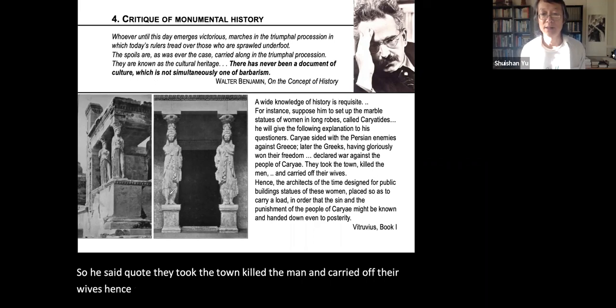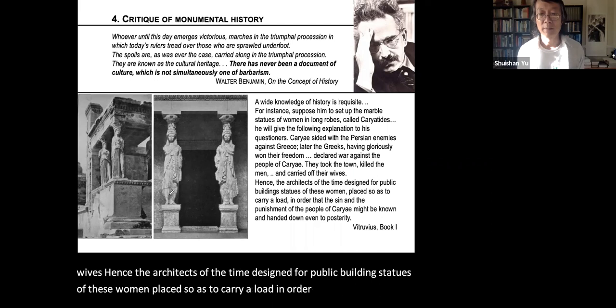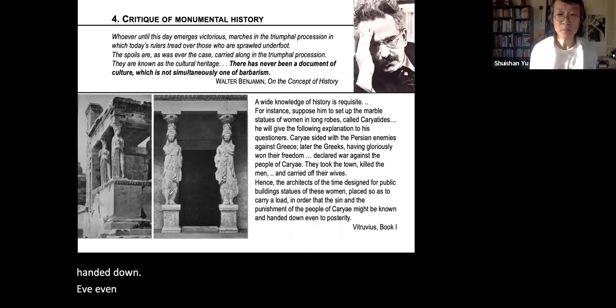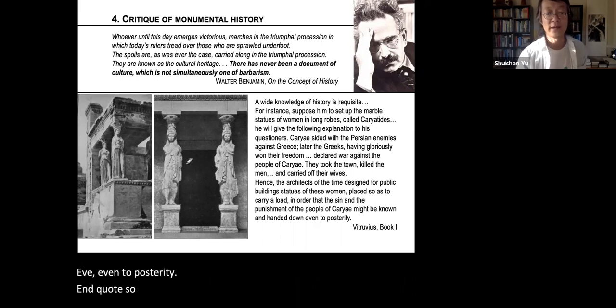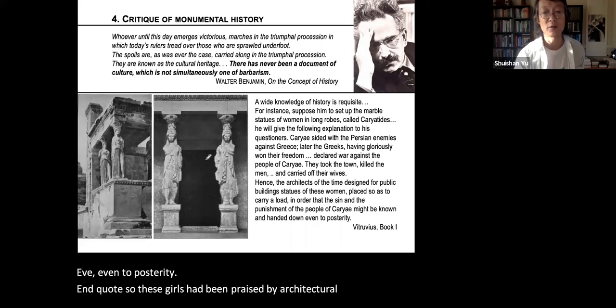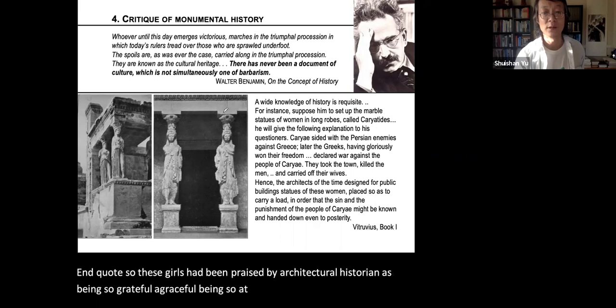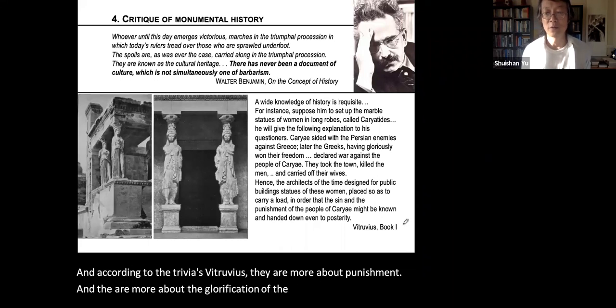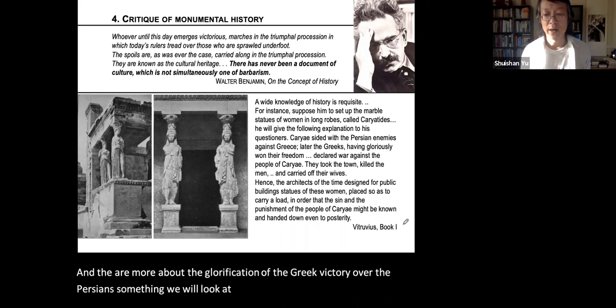Hence, the architects of the time designed for public buildings statues of these women, placed so as to carry a load, in order that the sin and the punishment of the people of Caria might be known and handed down even to posterity. End quote. So these girls had been praised by architectural historians as being so graceful, being so at ease, holding up those weights as if those thick beams are weightless. And according to Vitruvius, they are more about punishment, and more about the glorification of the Greek victory over the Persians, something we will look at in detail in our lecture on Greek architecture.